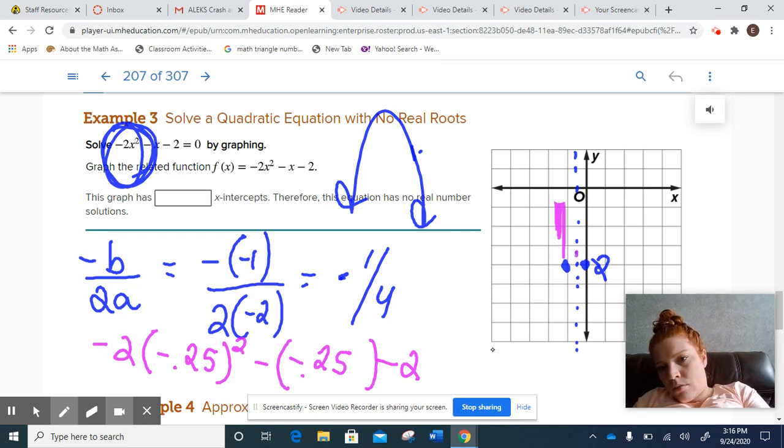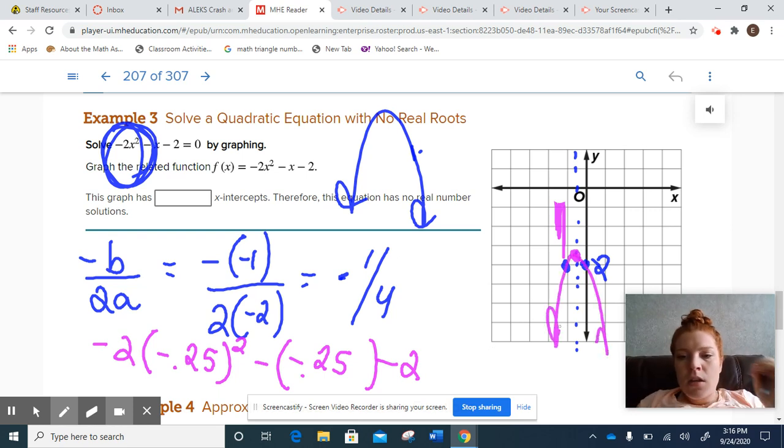So it's going to be like right there. So it obviously is going down. And that's all I need to know because it's not going to cross. It has no x-intercepts.